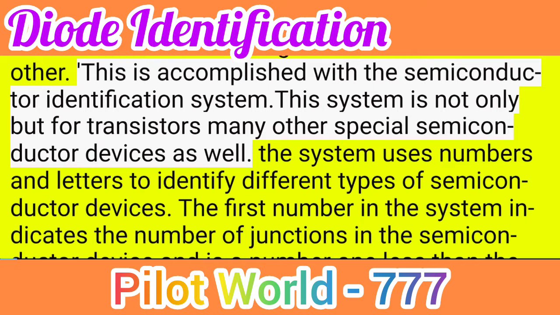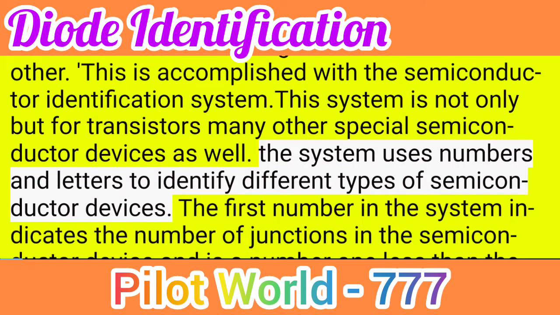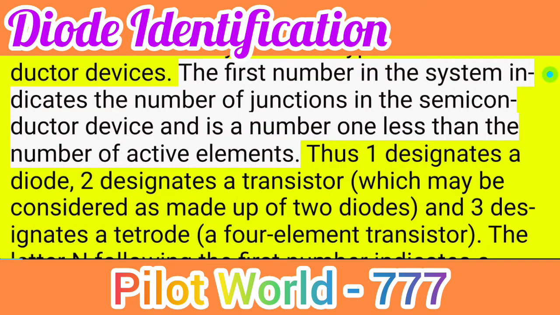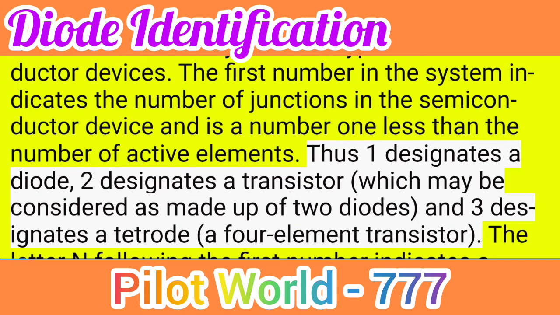This system is used not only for diodes but for transistors and many other special semiconductor devices as well. The system uses numbers and letters to identify different types of semiconductor devices. The first number in the system indicates the number of junctions in the semiconductor device and is a number 1 less than the number of active elements. Thus 1 designates a diode, 2 designates a transistor which may be considered as made up of 2 diodes, and 3 designates a tetrode, a 4-element transistor.